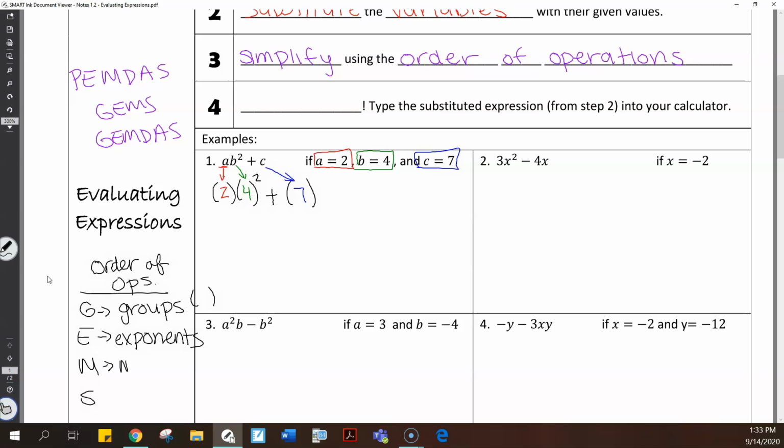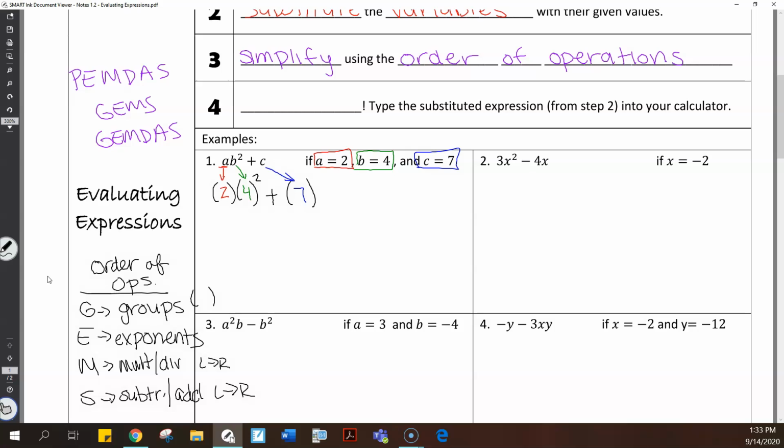My M stands for multiply or divide from left to right. Okay, you don't do all the multiplication and then all the division. We're just going to multiply or divide as we move from left to right. Same thing with my S step. S stands for subtract or add, again, left to right.